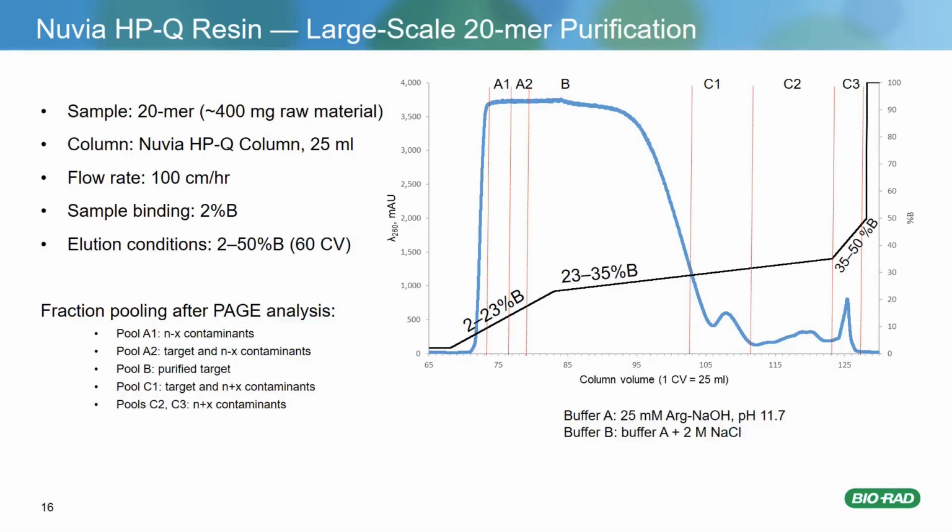You'll see fractions A1, A2, B, and then C1 through C3. The fraction pooling after PAGE analysis shows pool A1 is N-X contaminants. Pool A2 has target and N-X contaminants. Pool B contains only purified target. Pool C1 contains target and N+X contaminants. And pools C2 and C3 only contain N+X contaminants.